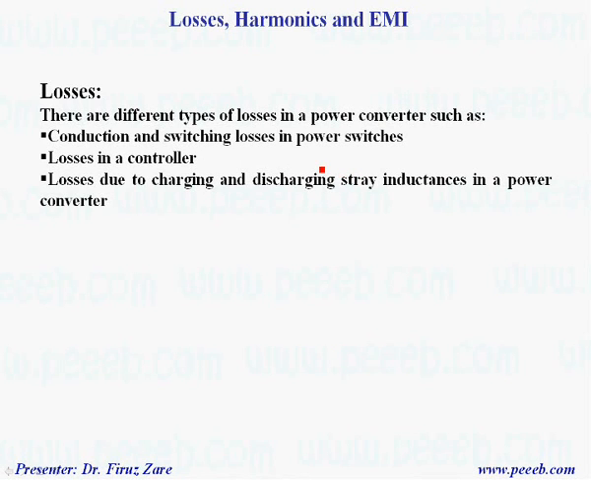So let's start with losses. There are different types of losses in a power converter, such as conduction loss and switching loss, which happen in the power switch when the switch is getting on and off, and when the switch is in on state. Losses in a controller, because a controller consists of a microcontroller, op-amps, and comparators, consume power. And there are losses due to charging and discharging stray inductances, and in some applications, when we have a planar busbar or significant stray capacitance, they can also create losses.